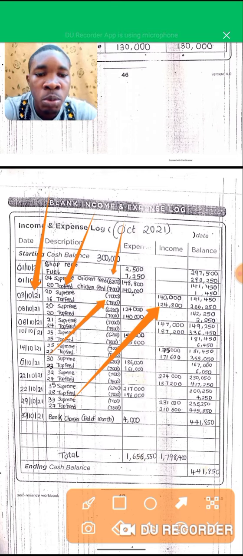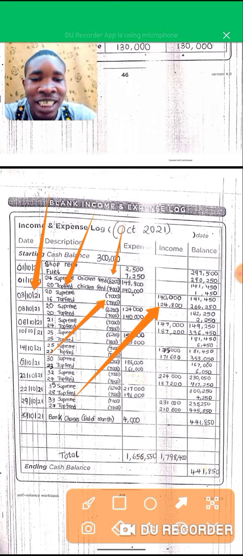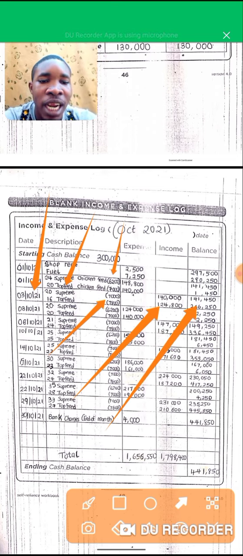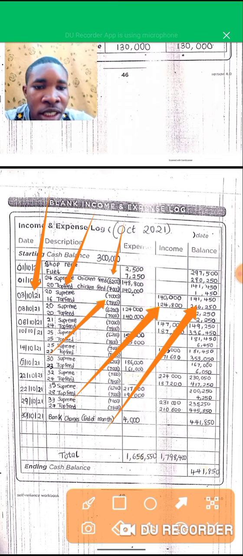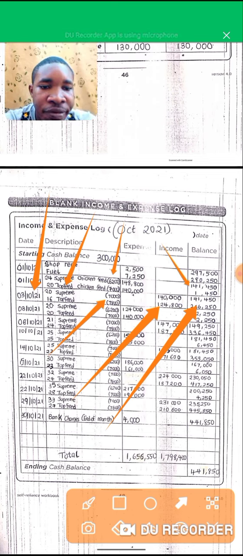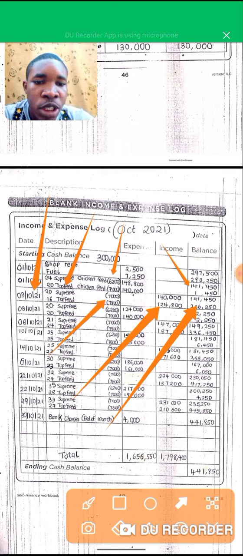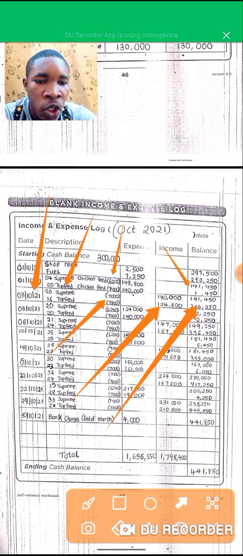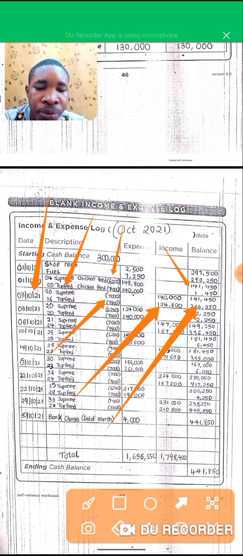And once the money is coming into your pocket, what happens? You add it to your balance. Before, we had 1,450 naira, but now we sold 140,000 naira. So we had 140,000 naira plus 1,450 naira, which is why we got 141,450. Hope you guys understand now.